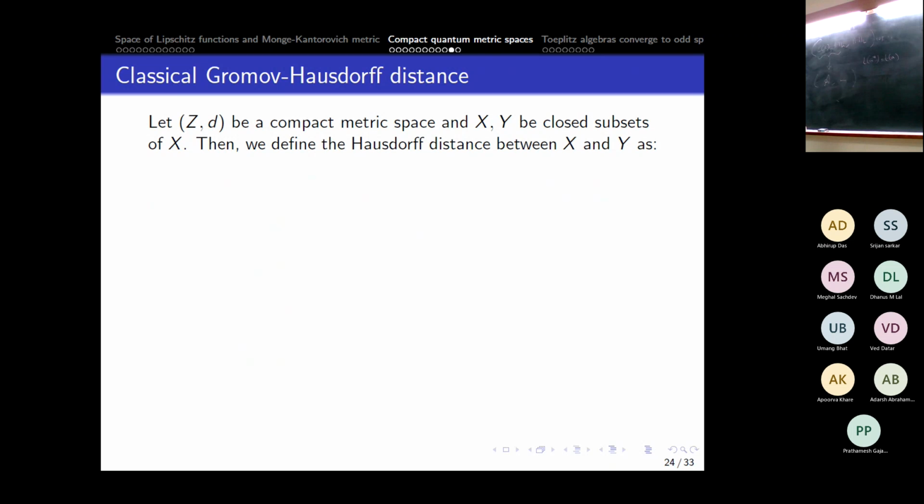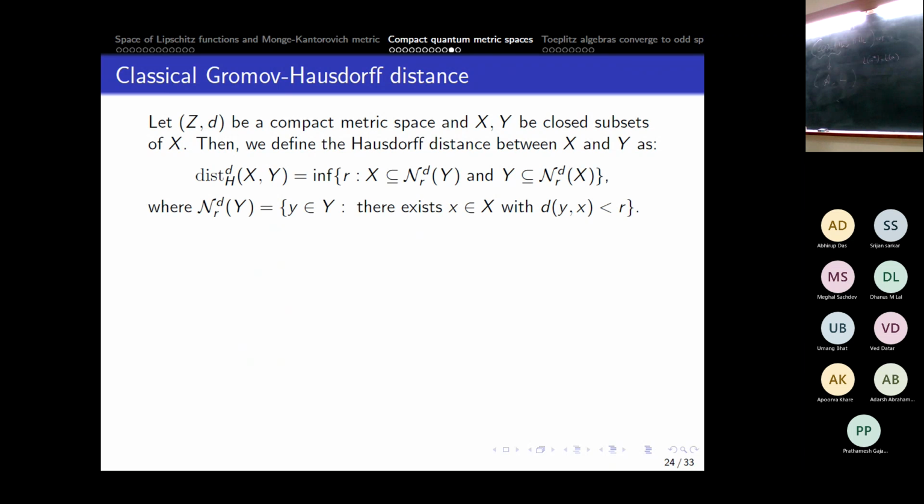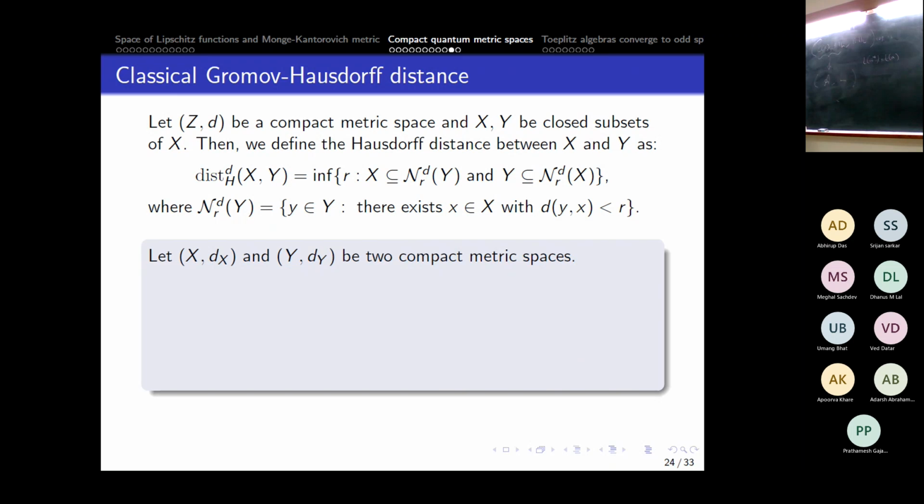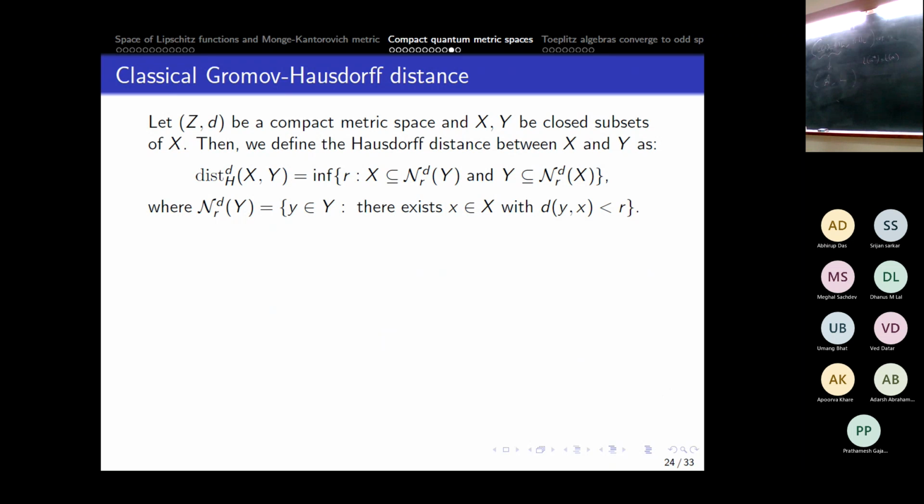Assume X and Y are subsets of a compact metric space Z. Then we can define the Hausdorff distance between them, which is simply the infimum of all those real numbers r so that X is sitting inside the r neighborhood of Y, and Y is sitting inside the r neighborhood of X. What is the r neighborhood? Basically, for every x, in the ball of radius r around x, there should be an element of Y. So X and Y are surely compact, but they are sitting inside Z.